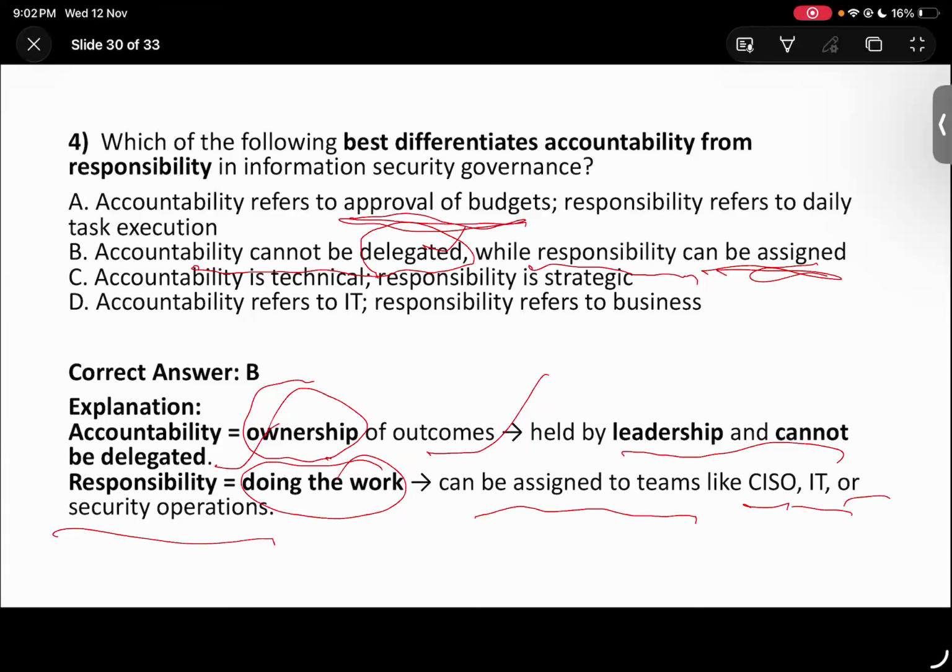Whereas responsibility will be given to various people. You can say, okay, today you start monitoring the threat intelligence and all those things. You see the traffic, you see incoming IOCs and all those things. So you are giving responsibility to your team member, your team leader, and so on. This is what responsibility is: doing the work. Accountability is taking the ownership.